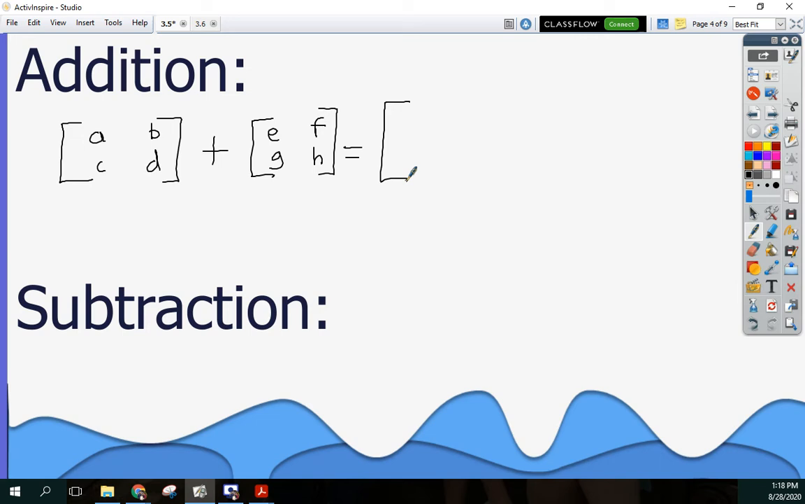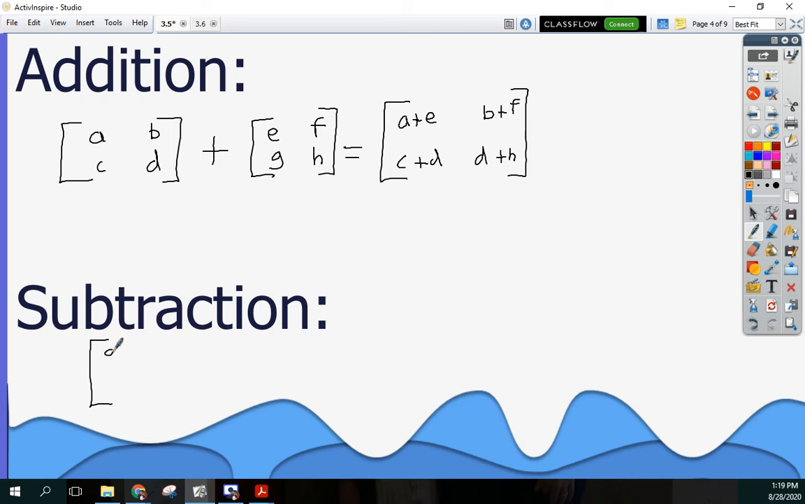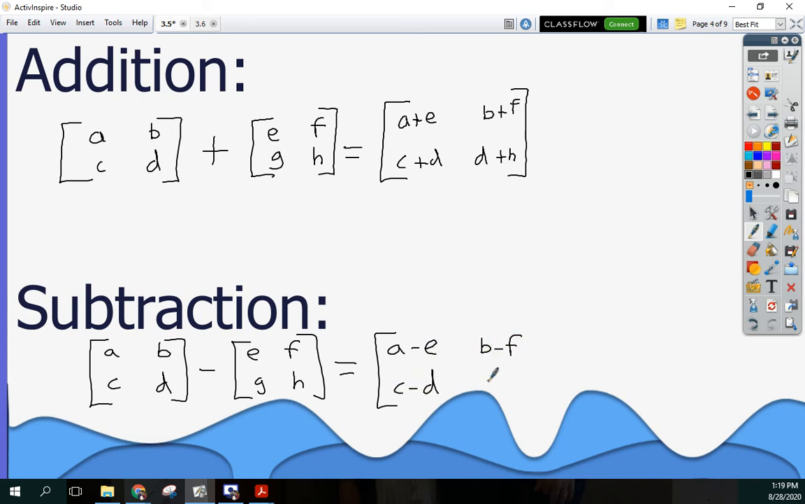So I have A plus E, and that's going to go in the same spot that those two variables are in. Then going across, I have B plus F, and that goes in the same spot that those were in. And then continuing that same pattern, I'm just adding the corresponding elements from each matrix. So it's pretty straightforward. Likewise, if I wanted to do subtraction, it's going to be very similar. The only difference is instead of adding each of my elements, I'm going to subtract each of my elements. So I would have A minus E, B minus F, C minus D.